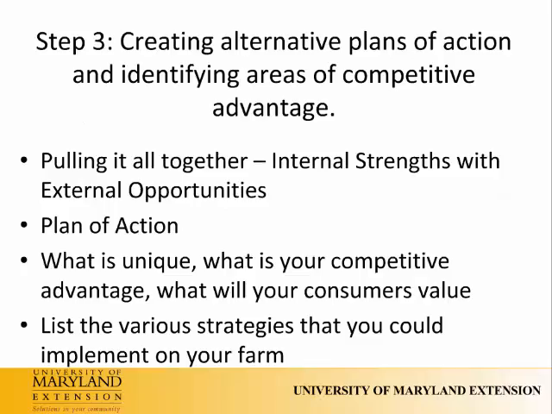All right, moving on to step 3. If you remember, we've dumped the information into the funnel. Step 2 was in the funnel. Step 3 is still in the funnel. So you're trying to create alternative plans of action, and this is really where you start to pull things together. And I think this is where it gets more difficult, trying to make decisions on your internal strengths, your external opportunities, and pulling together that plan of action.